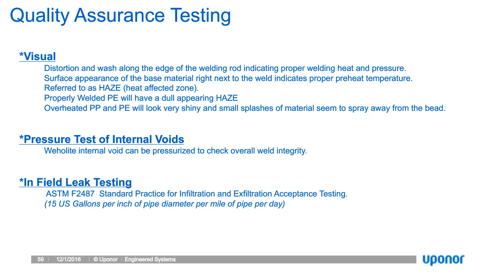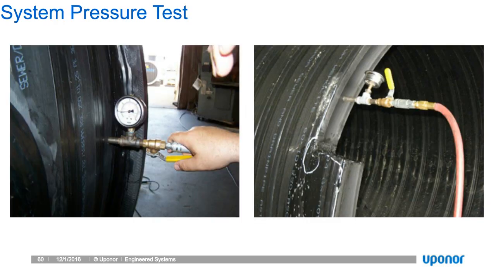Here's a photo of our pressure test. Before any structure leaves the shop, or even in the field, if we're doing welding in the field, we can pressurize that annular space, as you see there, to ensure it holds pressure. And it's a great quality control check that is actually exclusive to the Weholite profile and gives us an advantage in fabrication and delivery of a watertight system. That is something we do very frequently and part of our quality control plan.